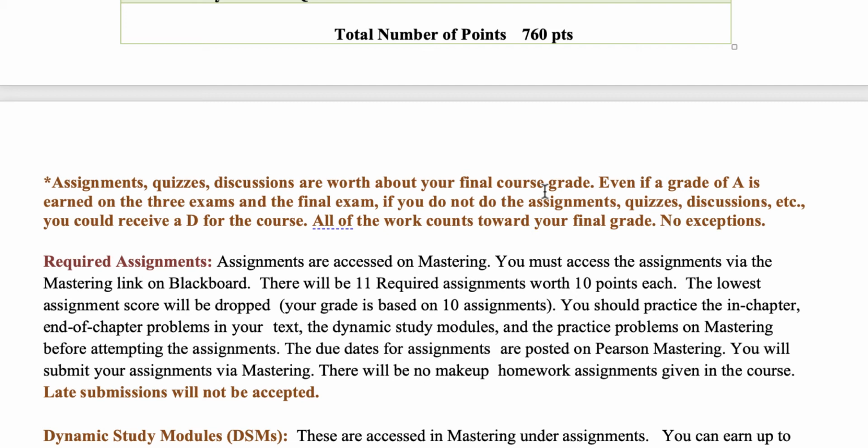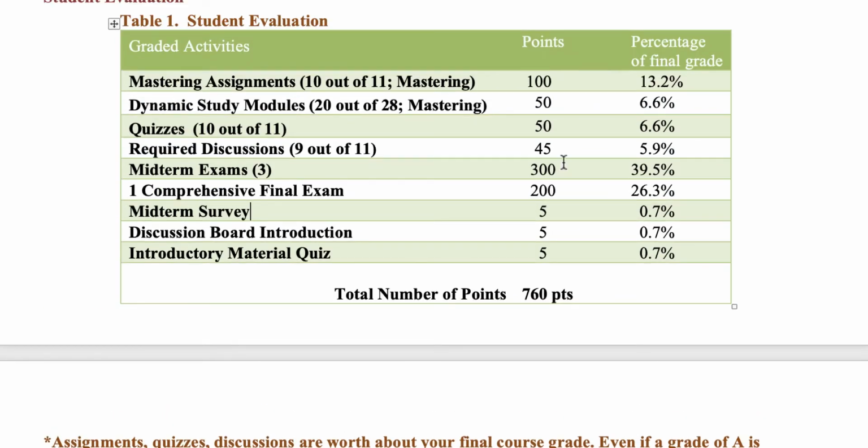I'll tell you right now, I've had students before that have gotten A's on the 3 exams and the final exam, and still end up with a C or D for the course. That's because they did not do their assignments, their quizzes, their discussions. So you could easily get a D for the course if you get A's on all the exams and the final exam if you don't do all of the work in the course. No exceptions here. You have to do all of the work.